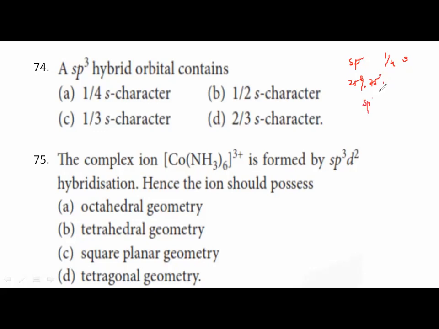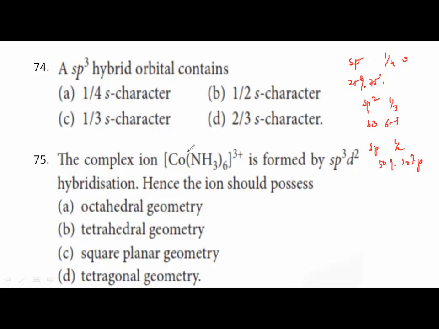Whereas in sp2, it is 1 by 3. So when you say 1 by 3, it is 33% S character and 67% P character. For sp, it is 50-50, 1 by 2, so it is 50% S character and 50% P character. So you should know the percentage of S character and P character for sp3, sp2, and sp hybridization.